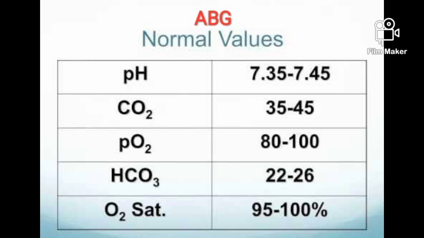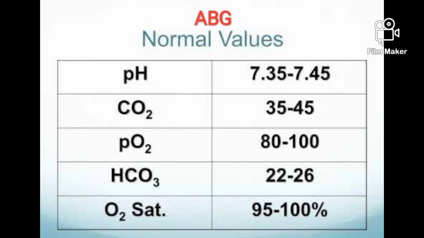Step 1. Assess the internal consistency of the values using this equation. Hydrogen ions are equal to 24 times the tension of carbon dioxide divided by the bicarbonate. If the pH and the hydrogen are inconsistent, the ABG is probably invalid.